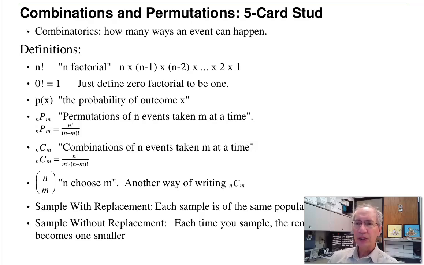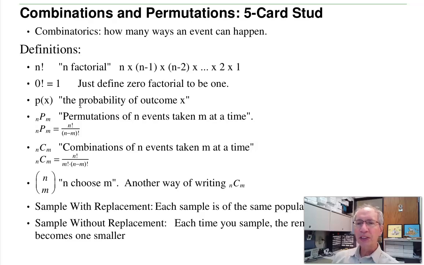Now, a factorial is a product of a number and all the numbers smaller than it. So for example, 5 factorial is 5 times 4 times 3 times 2 times 1. We'll define 0 factorial to be 1, just to avoid dividing by 0 in some cases. P of x is the probability of outcome x.